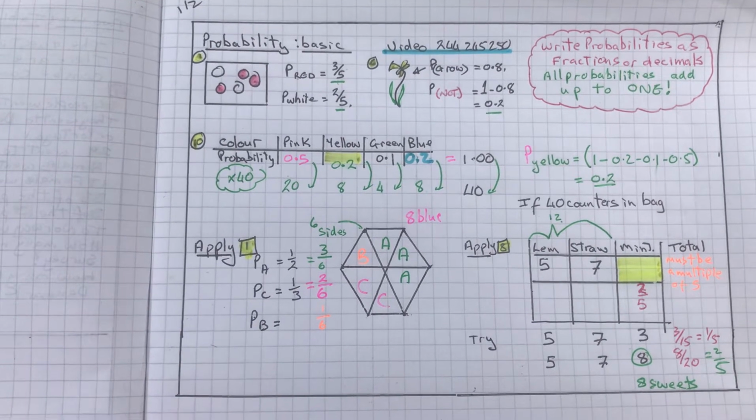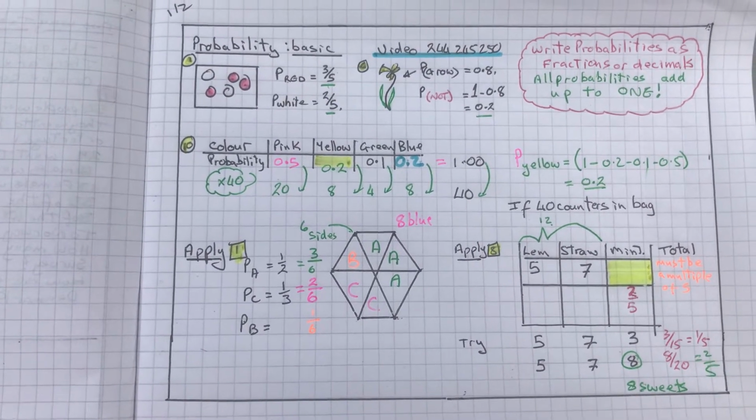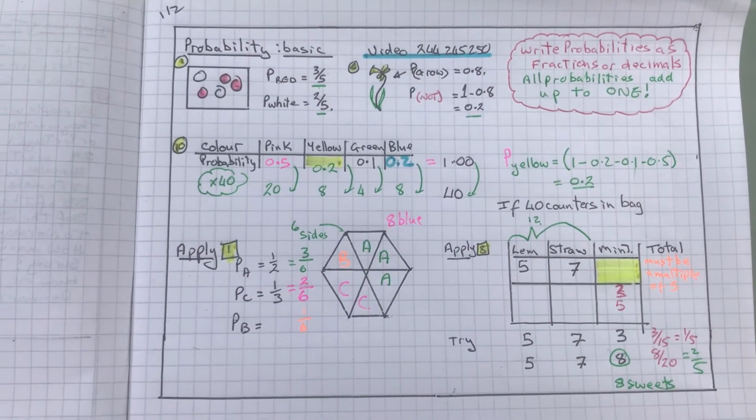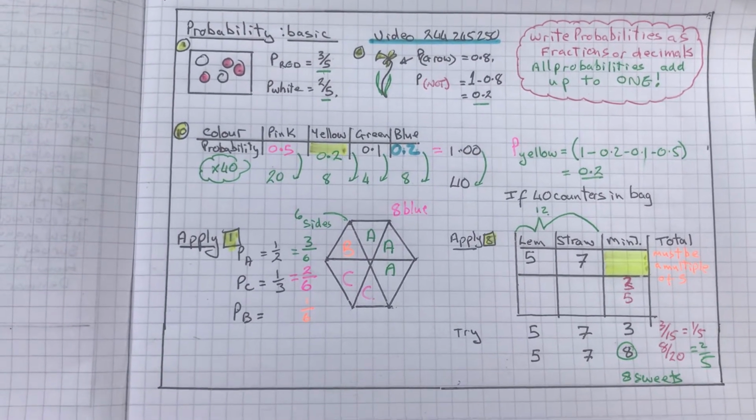What's the probability of white? Well, there are 2 whites out of 5, so it is 2/5. We always write it as a fraction or decimal, but never in words.